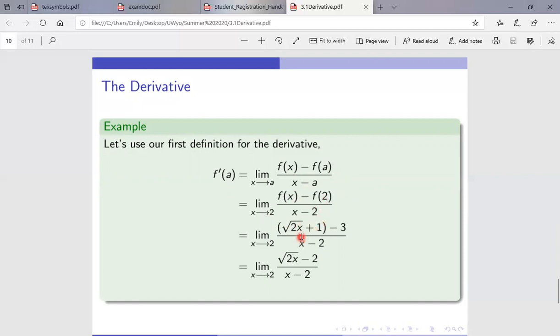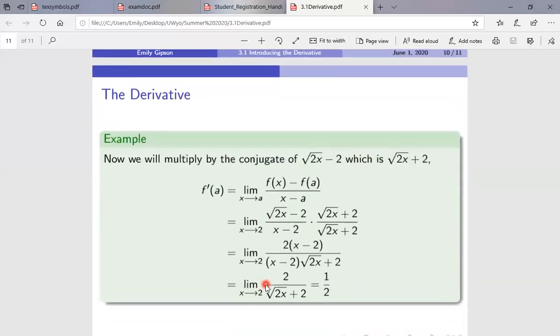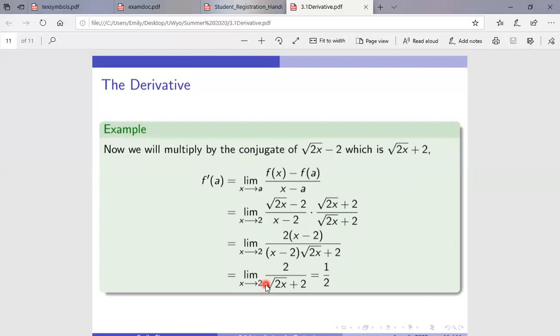Now we plug in our function. I've got the square root of 2x plus 1 minus f of 2, which is just positive 3, divided by x minus 2. And I'm left with the limit as x approaches 2 of the square root of 2x minus 2 divided by x minus 2. Now, just because I want to have some algebra fun, we're going to continue on with this. It takes 2 pages for this example, and that's okay. Now we're going to multiply by the conjugate of the square root of 2x minus 2, which is the square root of 2x plus 2.